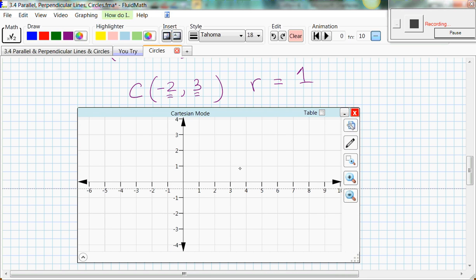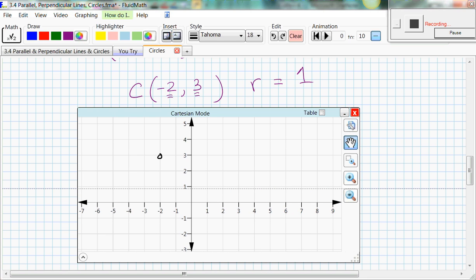Okay, where's the center, everybody? Hey, stay with me here. Daniel, where's the center? It's at negative 2, 3. Okay, so please plot the points. Negative 2, comma 3. Center right there. Okay, now what is the radius? 1. So you need to go up 1, to the right 1, down 1, and left 1, and then you have enough information to draw your circle.